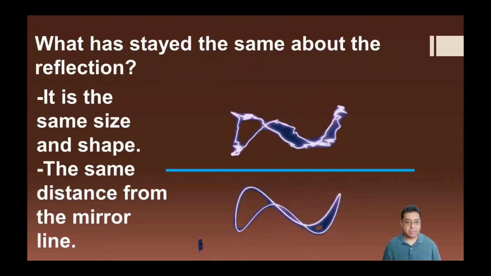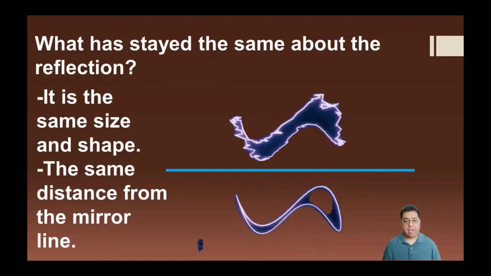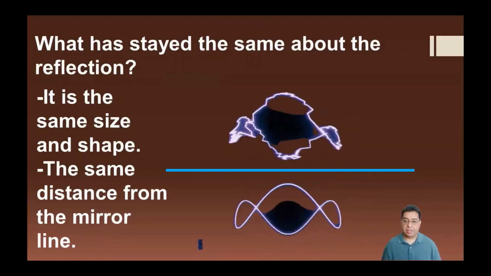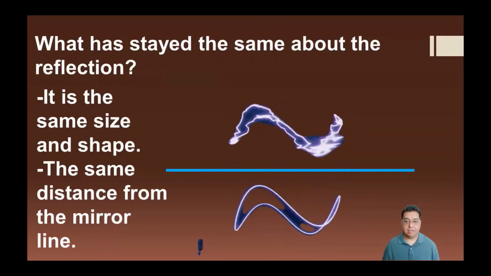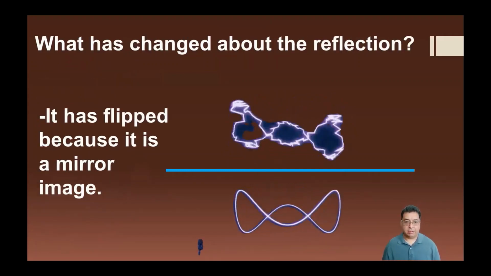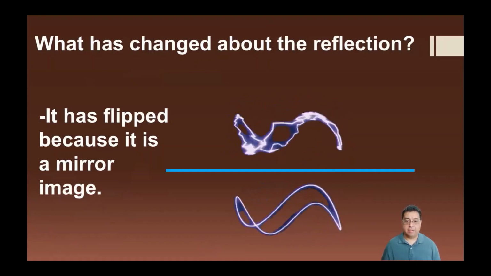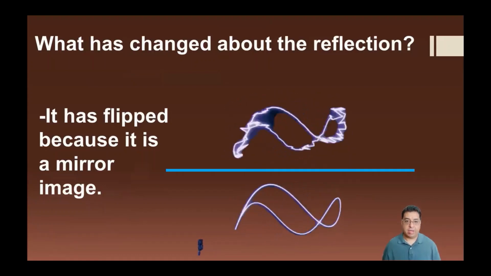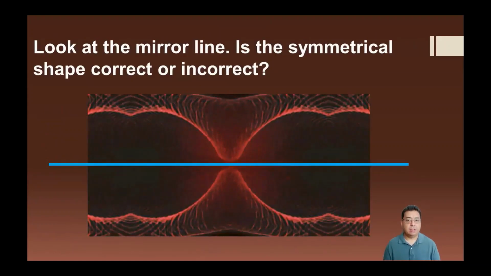What has stayed the same about the reflection? Well, as we can see, they're about the same size and shape, and they're about the same distance from the mirror line, okay? So these are things that tell you that they are reflections as well as symmetrical. What has changed about the reflection? Well, like I said earlier, it has flipped because it is a mirror image. Like in a mirror, everything is just flipped over. It's the opposite here. So the mirror line, again, is just showing you how it has flipped the top to the bottom.